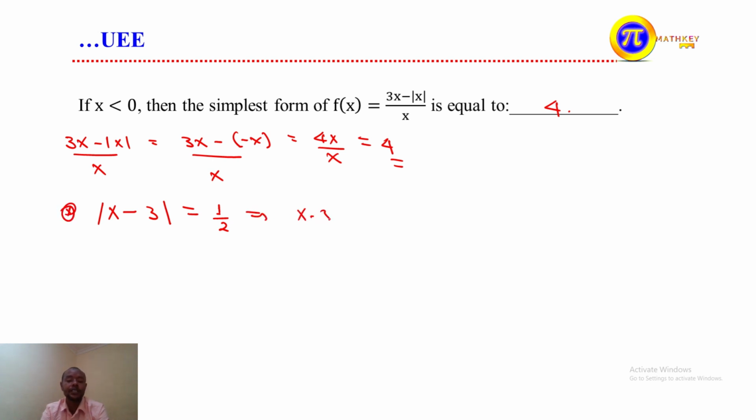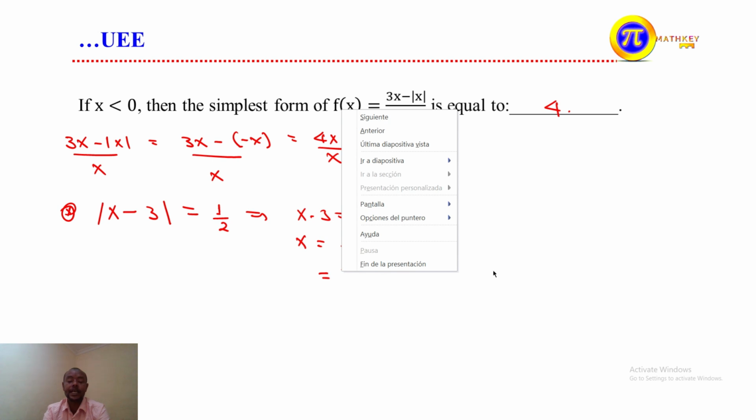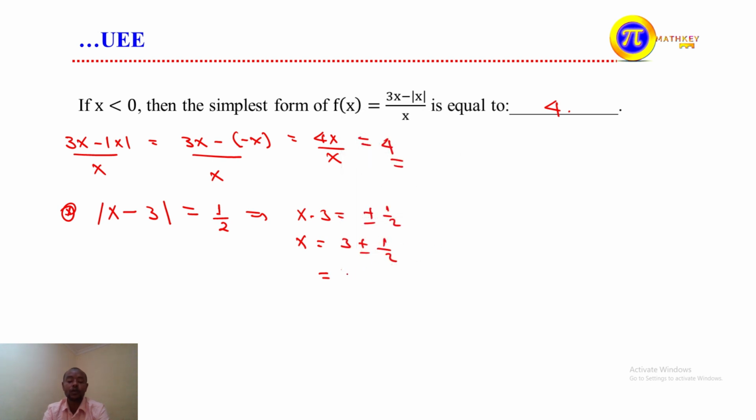x minus 3 is equal to plus or minus 1 over 2, which is equal to x equals 3 plus or minus 1 over 2. What is the value of this? 3 plus 1 over 2 is 7 over 2, and 3 minus 1 over 2 is 5 over 2. So x is 5 over 2 or 7 over 2.